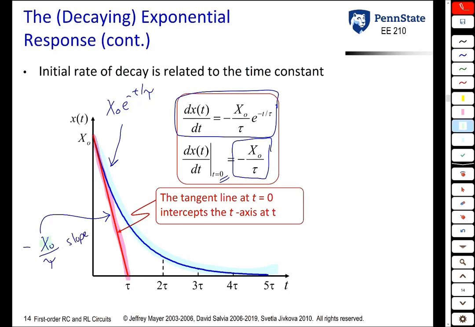This is rise over run. Since that's x naught, that is tau, we get this very interesting result. The tangent line of the initial slope of decay, if you extend it all the way to the x-axis, it hits at tau. So the tangent line intercepts the time axis at tau. Typo, it says t.